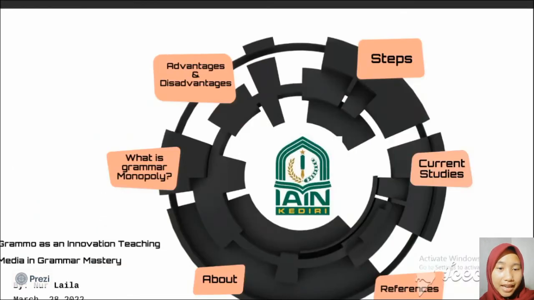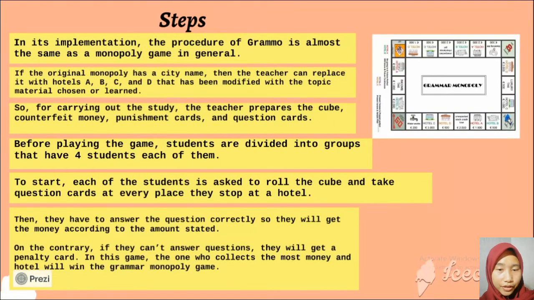Next is the steps you must know if you want to use this innovation. Actually, in its implementation, the procedure of grammar monopoly is almost the same as a Monopoly game in general. In the original Monopoly has a city name, then the teacher can replace it with hotels A, B, C, and D that has been modified with the topic material chosen or learned. So for carrying out the study, the teacher prepares the cube, counterfeit money, punishment card, and question card.